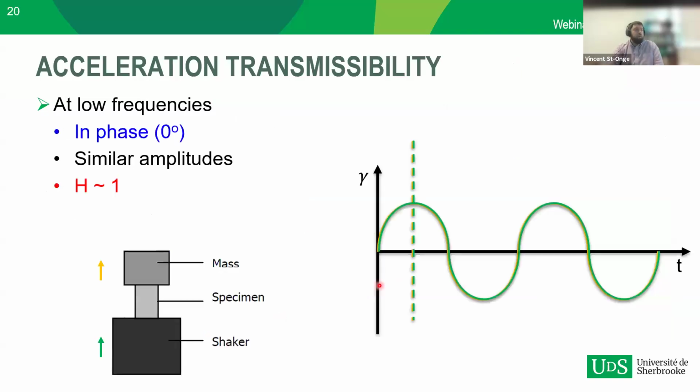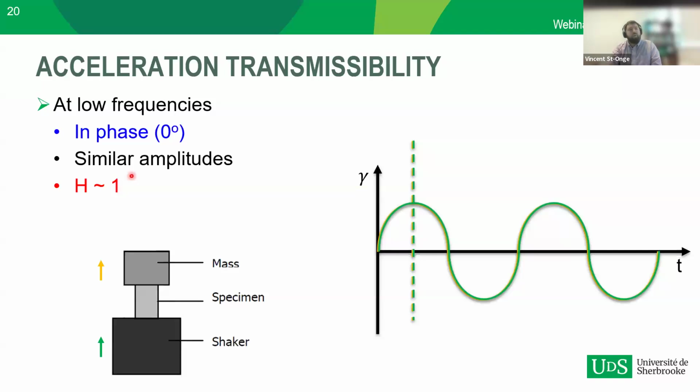So as we go, we'll start at low frequencies. If you take your sample at low frequencies and you start to shake it up and down, the mass will respond pretty much the same way as the base or as the shaker is responding. So your acceleration curve from the shaker and the mass will be exactly the same. It will overlap perfectly, so there's no phase difference between the two curves. And they will also have very similar amplitude. That means that the H function will be around 1 when we start at low frequency.